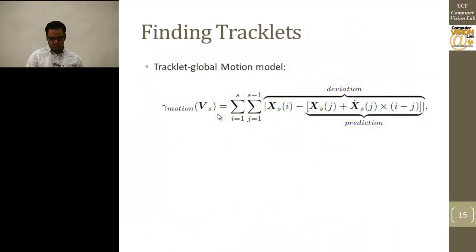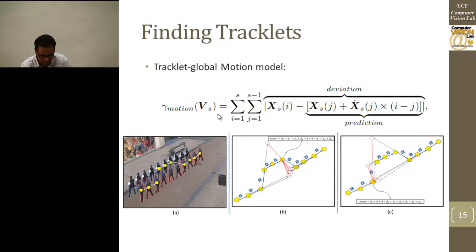The way we do that is we define a tracklet global motion cost model. For each feasible solution we need to define a cost function based on motion, the same way that we did for appearance. For instance, imagine we have this feasible solution shown in yellow nodes here. In order to assign a motion cost to it, we find all the velocity vectors in the feasible solution, and we predict the location of each node using all the velocity vectors and initial locations in the feasible solution.